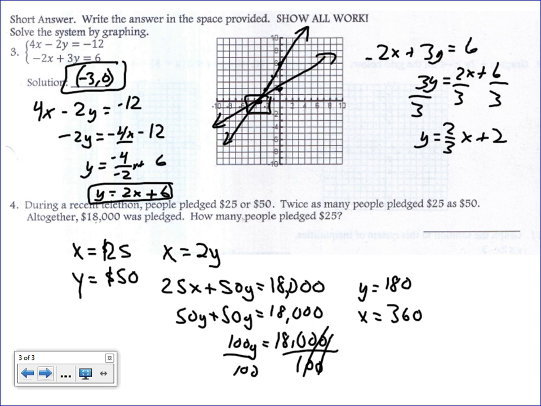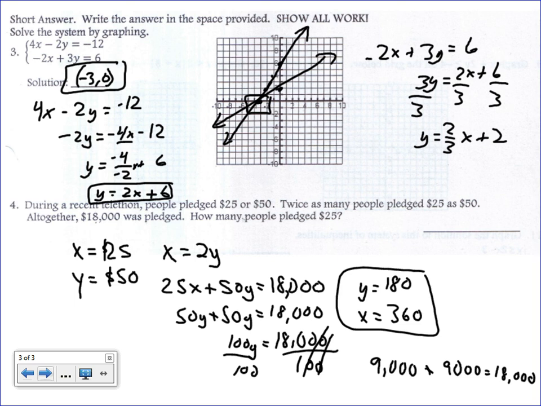But more importantly, when I plugged it back into this original equation, it didn't give me $18,000. This time, when I multiply 25 times 360, I get 9,000. Guys, take your calculator, do 25 times 360, hit enter, you'll see it's 9,000. And then 50 times 180, because 5 times 18 is 90, 180 times 50 is 9,000. And 9,000 plus 9,000 is 18,000.